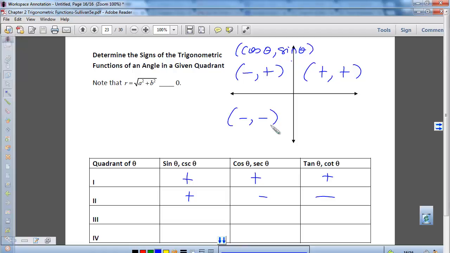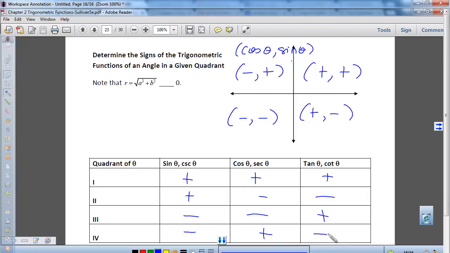In quadrant 3, we have negative, negative. And so sine is going to be negative, cosine is going to be negative, tangent's going to be positive. Very good. Okay, we're getting it now. And then in the fourth quadrant, we have positive, negative. So sine is going to be what? Negative. Cosine, positive, tangent, negative.